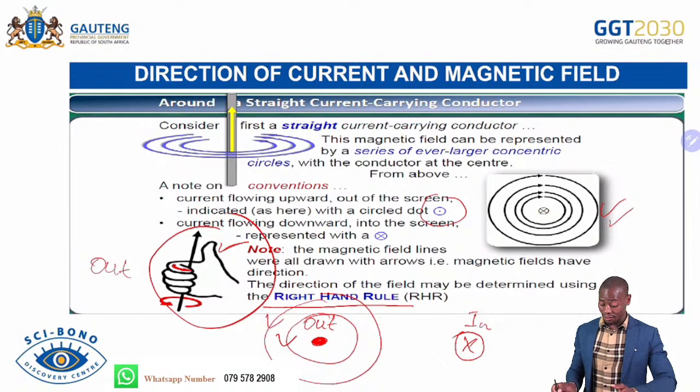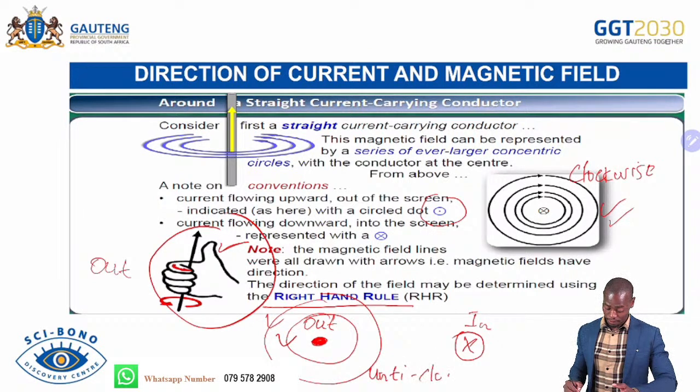So look at the direction of the magnetic field there. So this is current into the page. If the current is into the page, then the direction of the magnetic field will be this. In this case, it will be clockwise. So here it will be clockwise, and then here it will be anti-clockwise, right?